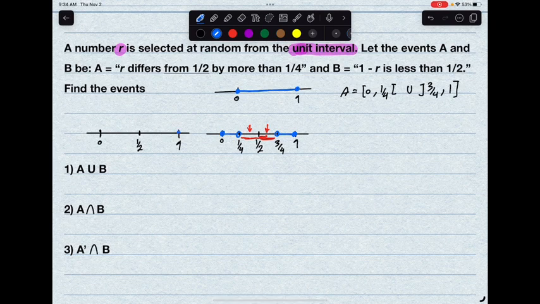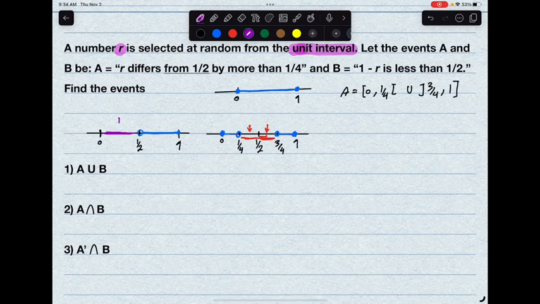So 1 itself is included: if R is 1, then 1 minus 1 is 0, which is less than 1 over 2. And it should be less than 1 over 2; it cannot be 1 over 2, so 1 over 2 is not included. But any number between 1 over 2 and 1, its distance to 1, 1 minus R, is less than 1 over 2. We cannot choose any number below 1 over 2, because then 1 minus R will be bigger than 1 over 2.